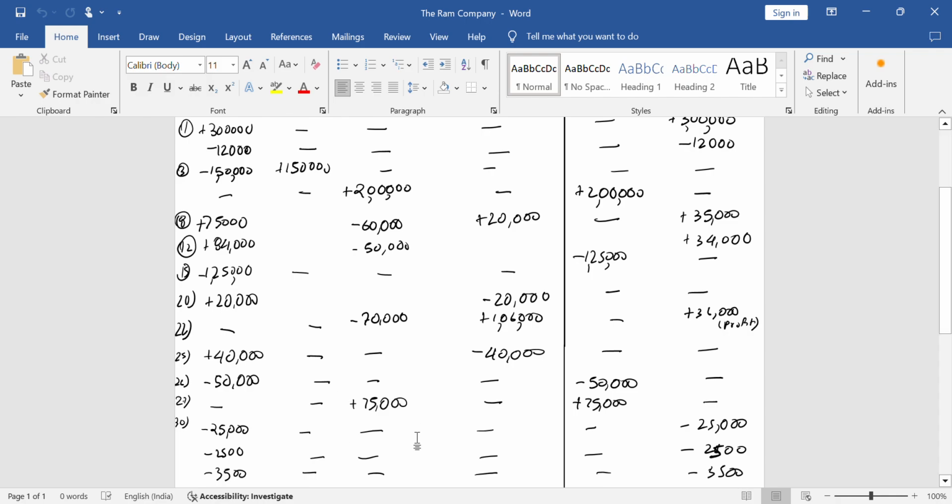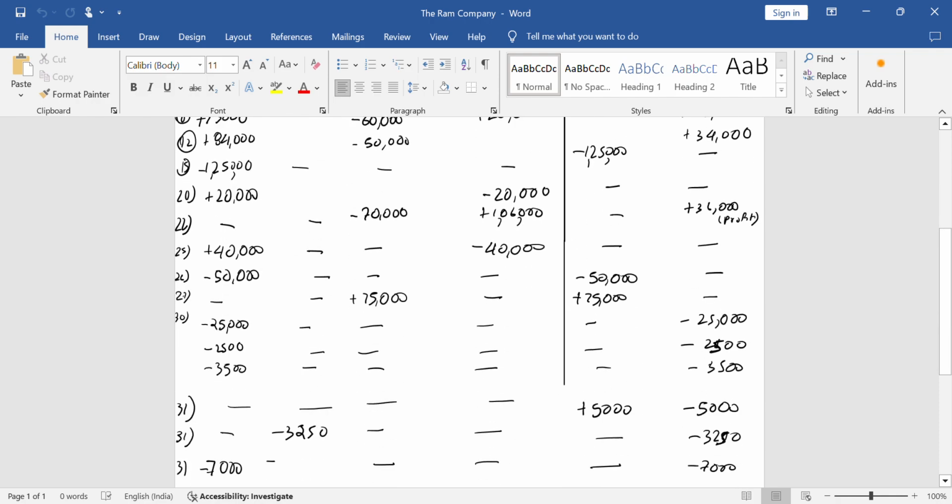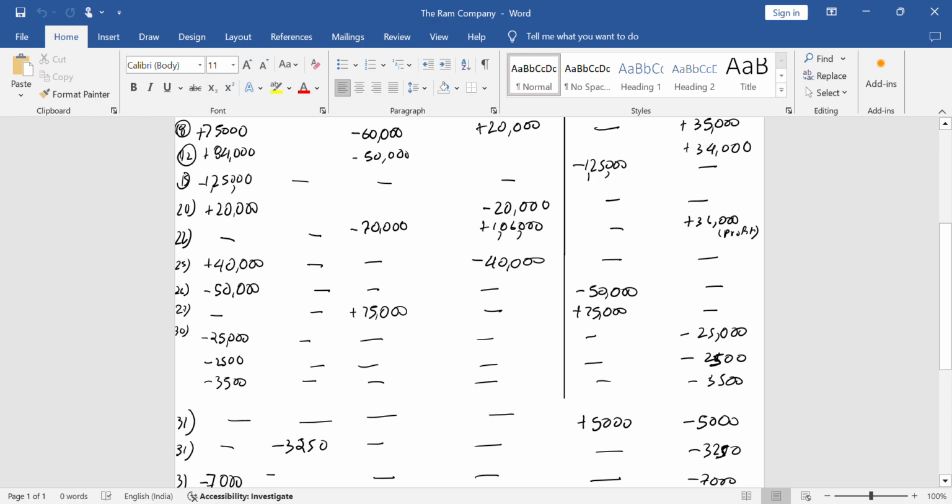May 27th, company purchased rupees 75,000 worth of merchandise. Again you add 75,000 worth of merchandise in the merchandise account, and liability is getting increased by 75,000, as you have not paid the person yet.